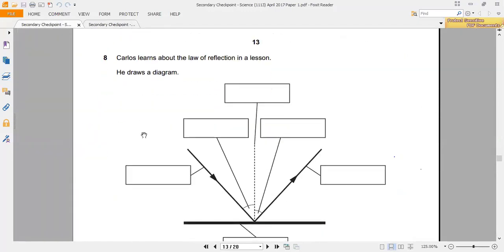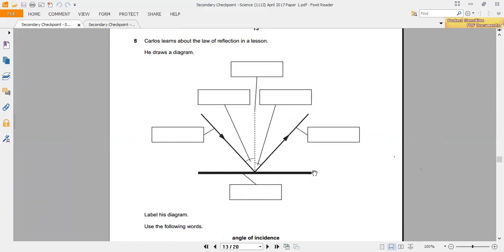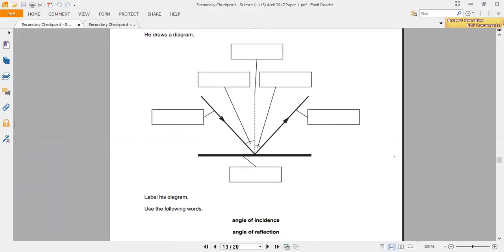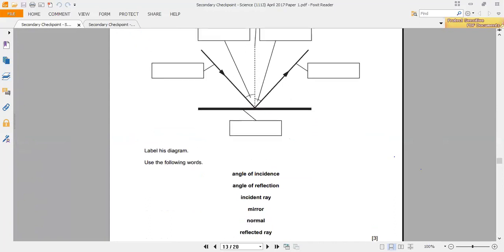Okay. Now, question number 8. Carol learns about the law of reflection in a lesson. He draws a diagram. Label his diagram. Use the following words. We have angle of incidence, angle of reflection, incident ray, mirror, normal, and reflected ray.